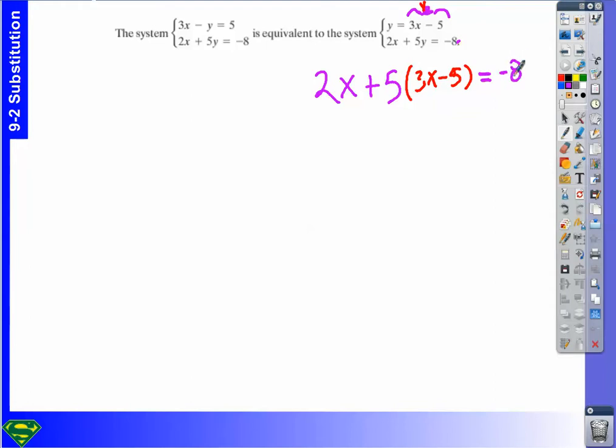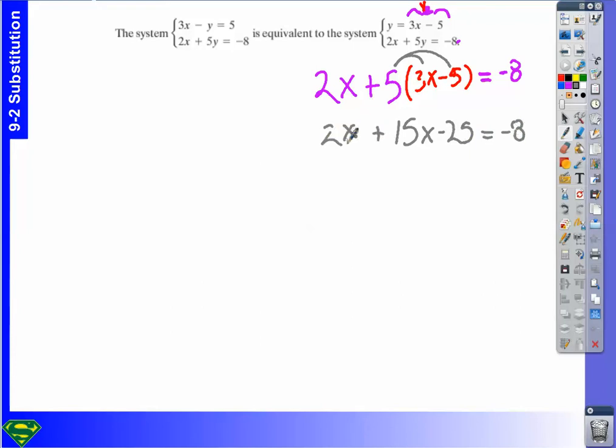So now we are going to have to distribute this 5. This 5 is being multiplied to y, which means it needs to be multiplied to everything that is being put in y's place. So we have 5 times 3x, which is 15x. We have 5 times negative 5, which is negative 25. And this is still going to equal negative 8, and we still have the plus and the 2x.